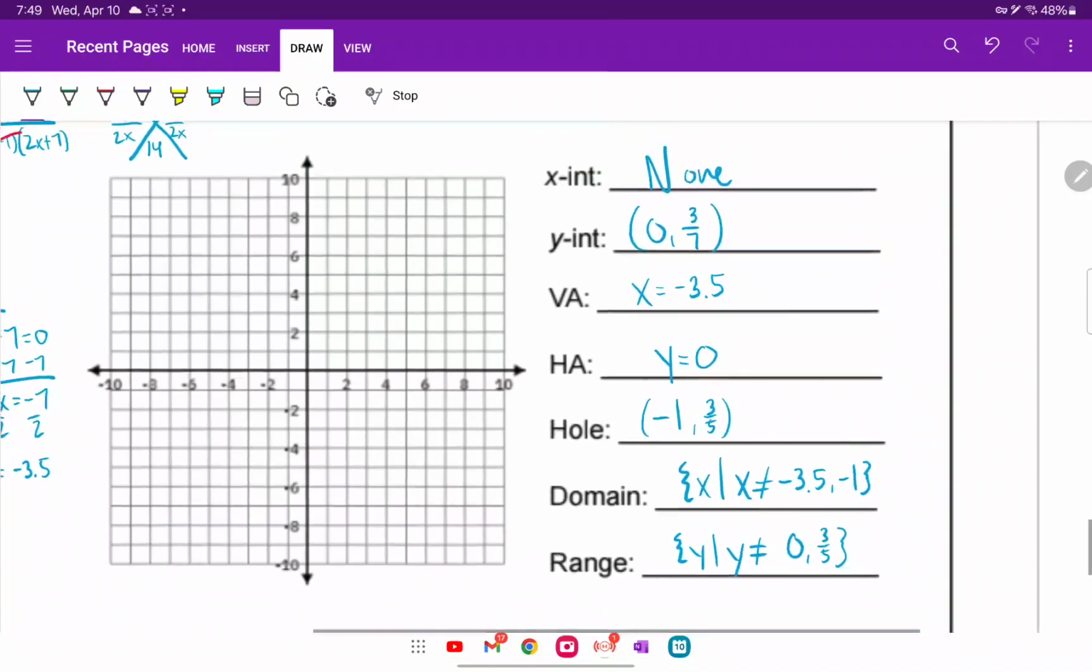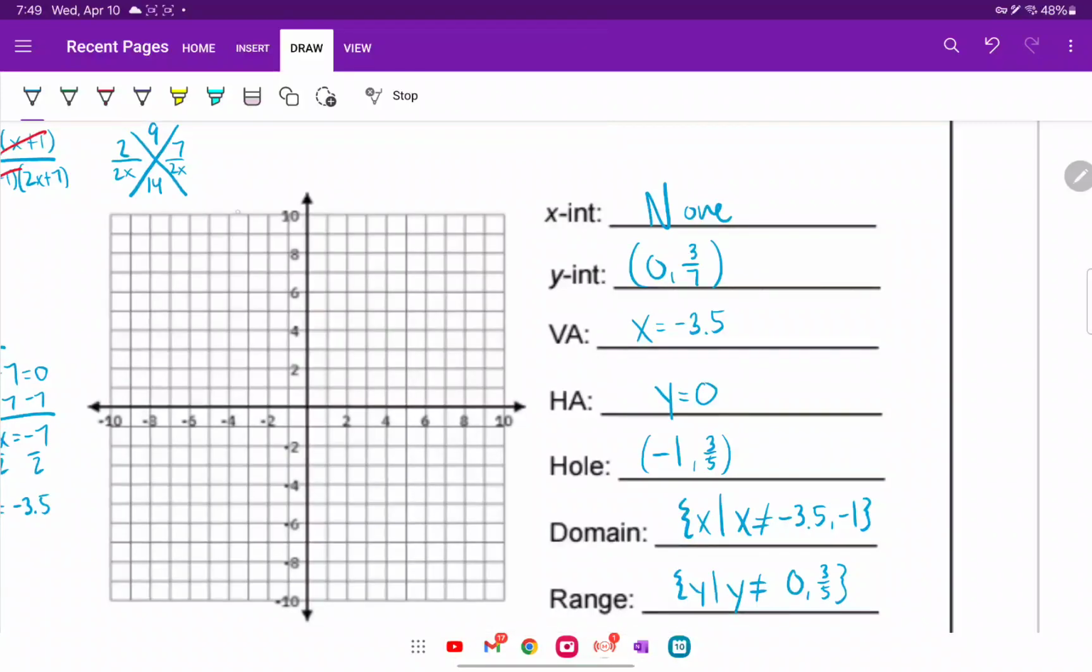All right, let's go ahead and graph our asymptotes, so x equals -3.5 and y equals 0. Let's go and graph our information. So we have no x-intercept, and (0, 3/7). So that's about halfway to 1, almost half. We have a hole at (-1, 3/5). Negative 1, and 3/5 is a little bit more than half, so somewhere like right here. And that's all we have there. So this one just looks like this.